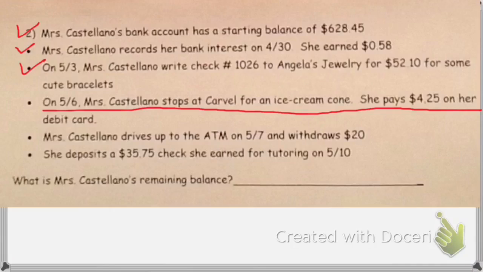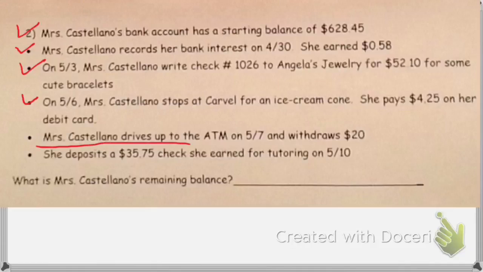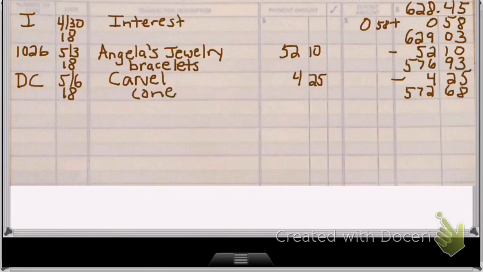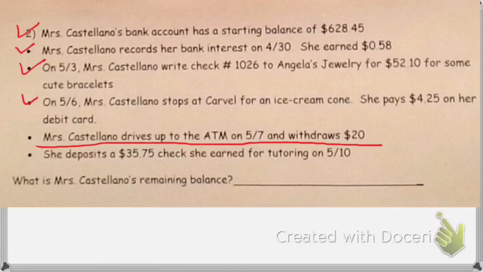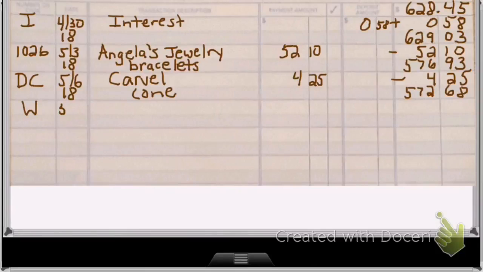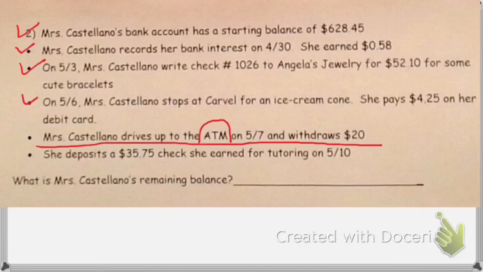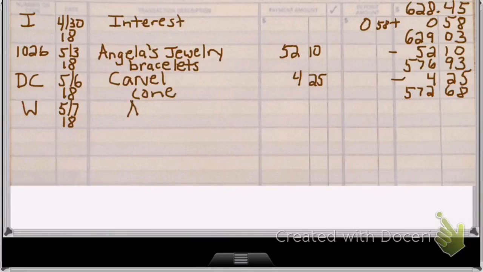$572.68. So I've completed this transaction. I will check it off and look at my next transaction. What type of transaction is it? It's a withdrawal from an ATM. So we'll write down W as our code for withdrawal. What's the date of the withdrawal? 5/7. So in date, we'll write 5/7, and the current year, in my case, is 18. And this withdrawal was at an ATM. So we simply write ATM in the white box of the transaction description.